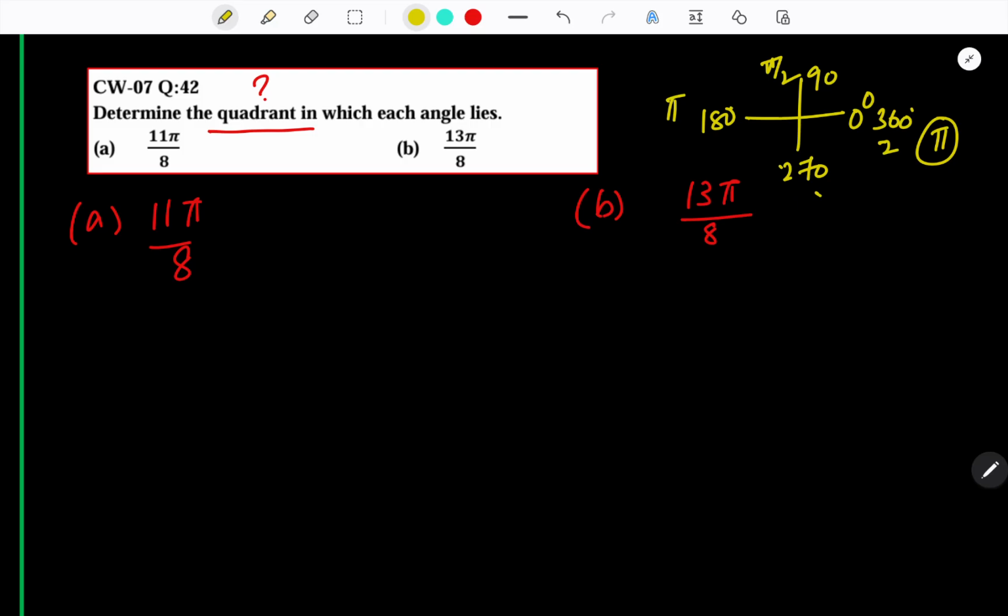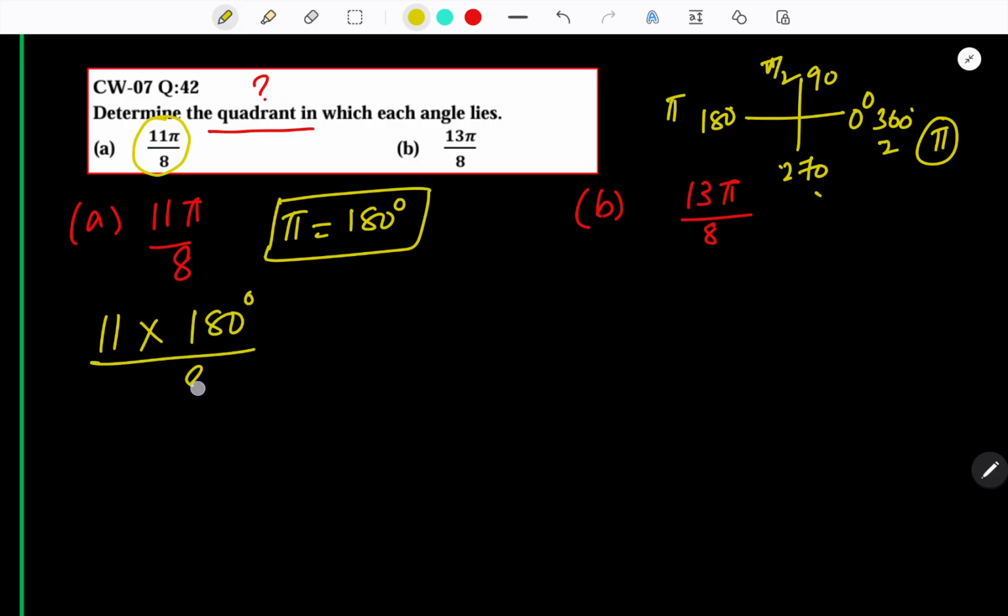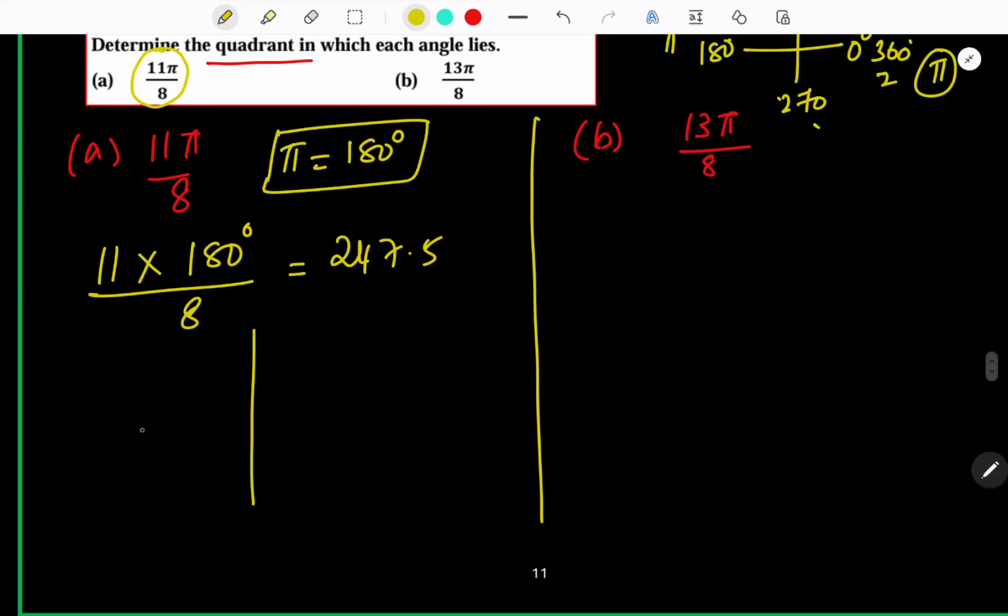So instead of doing it in radian measurement, just convert this into degrees. Very simple. This pi is nothing but 180 degree, right? So 11 multiplied by 180, divided by 8, which is equal to 247.5. Now it is easy to locate the quadrant.